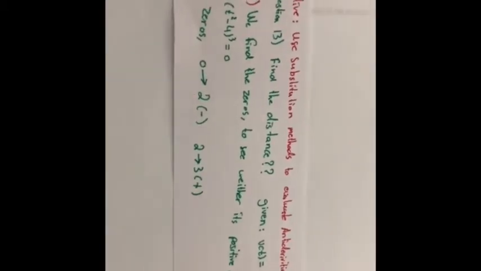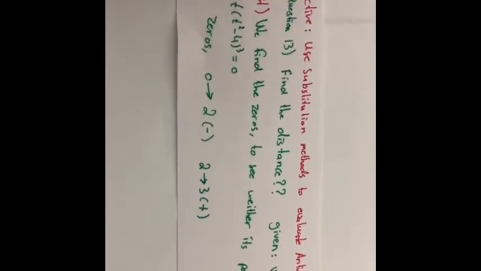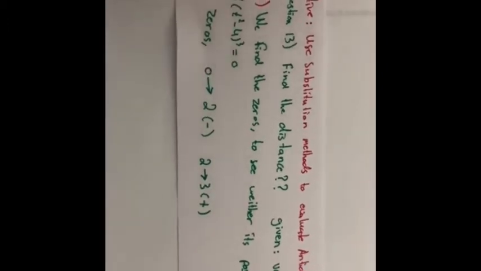The objective is to use substitution methods to evaluate antiderivatives. Question 13 from the system-wide quiz paper is to find the distance from the given function v(t) equals t times open bracket t squared minus 4 close bracket to the power of 3. First, we need to find the zeros to see where it's positive and negative. We found two zeros, and the function from 0 to 2 is negative, and from 2 to 3 is positive. That's for the first step.